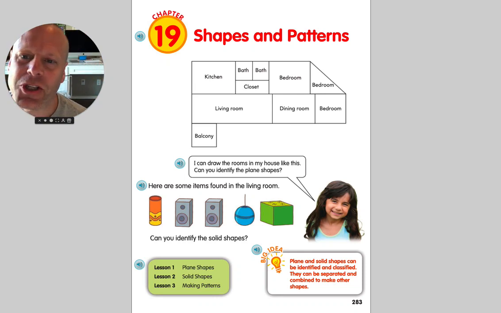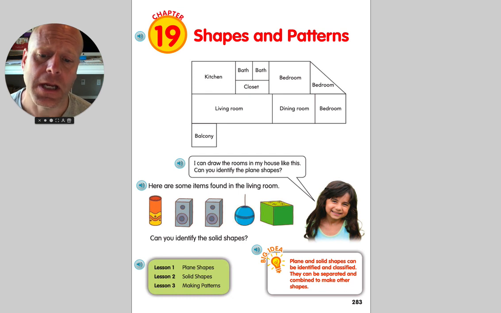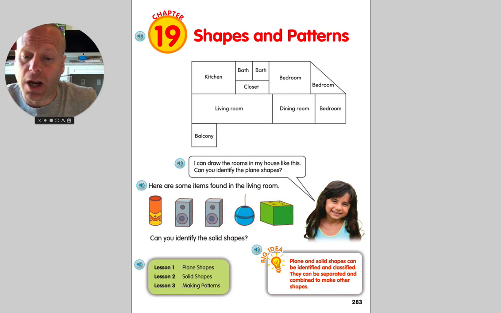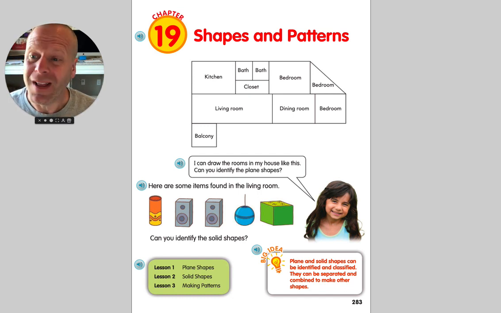Hey everyone! So we are moving on to chapter 19, which is shapes and patterns. Here we have some different flat shapes coming together to make a map of a room or a house. We also have some solid objects, items from your living room that are also shapes, right? Solid shapes that we were going to talk about. So there are 3 lessons in here. Plane shapes coming together and separating. Solid shapes, and then making patterns with those shapes.